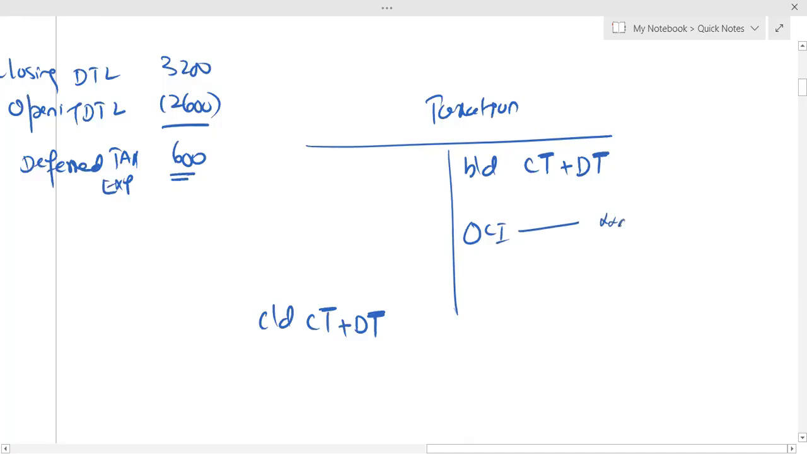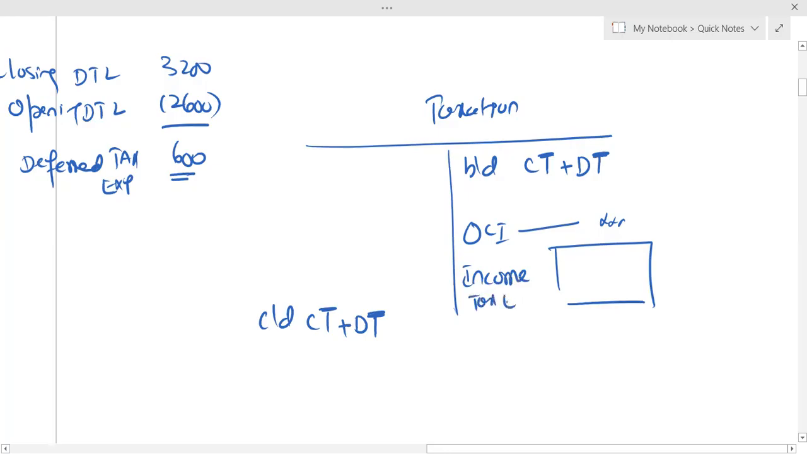Repeat. If a deferred tax liability arises from a revaluation surplus, then it is charged to revaluation. The double entry is simply revaluation slash OCI debit and deferred tax liability credit. Okay. Now, here the balancing figure comes, that goes to income.